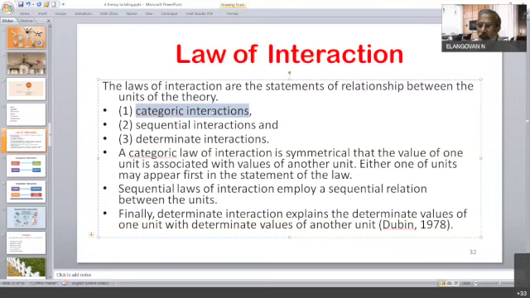You can put the variable either way. You can have X on the row, Y on the column, or you can have Y on the row, X on the column. So there is no direction. It doesn't give any kind of a direction. Correlation is also a kind of categorical interaction. You can have X on this side and Y on this side, or Y on this side and X on this side. Both will give the same result. That is called a categorical interaction. So that is how we do.